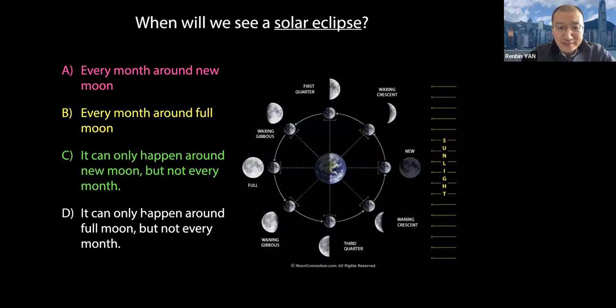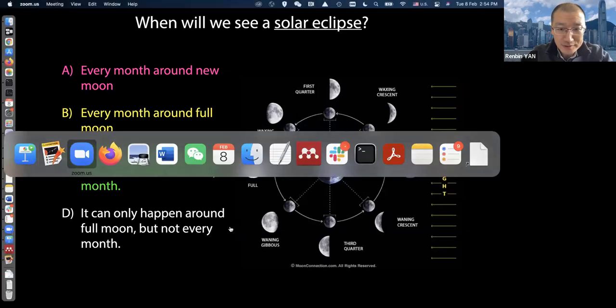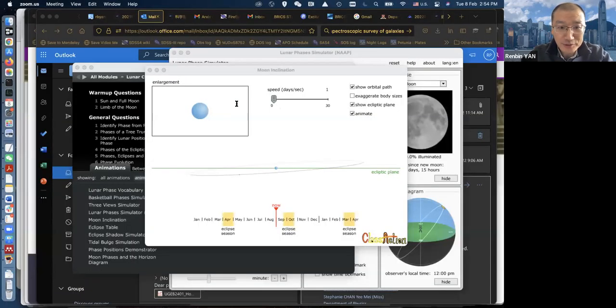So now let's answer this question. When will we see a solar eclipse? Do we see it every month around new moon, or every month around full moon? Or it can only happen around new moon, but not every month, or only happen around full moon, but not every month? Let me start this poll.